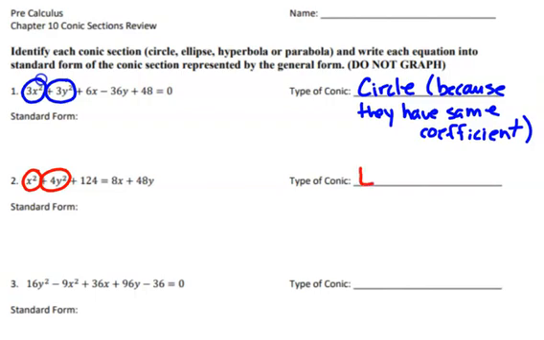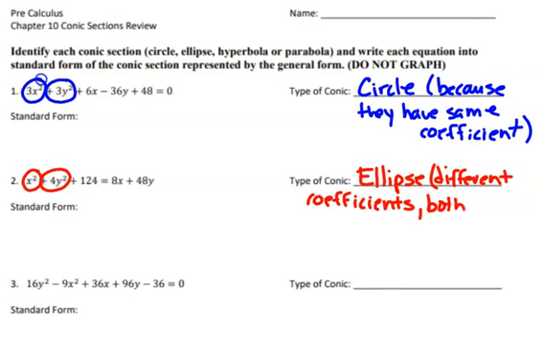This is an ellipse. The reason it's an ellipse is because they have different coefficients, and both are positive, so the same sign. If they were both negative, it would also be an ellipse, but typically they're both positive.